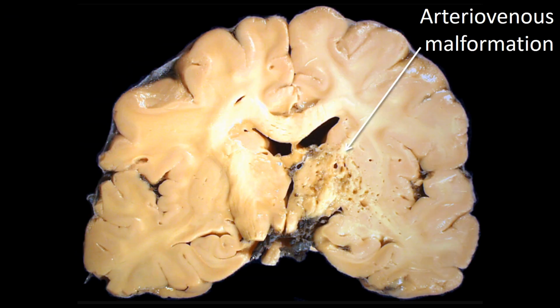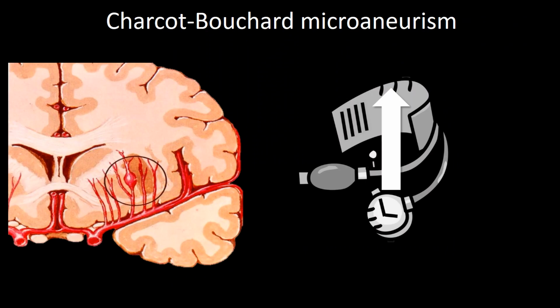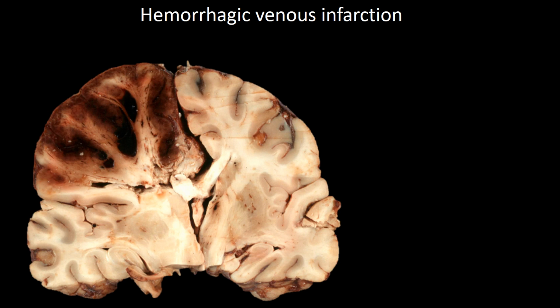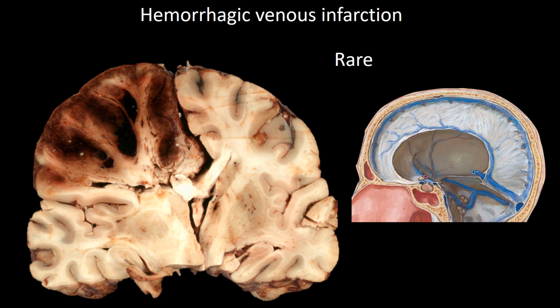Intraparenchymal strokes can be the consequence of arteriovenous malformations, but more often they are the consequence of rupture of Charcot-Bouchard microaneurysms. This type of aneurysm is more common in patients with hypertension. Another cause of intraparenchymal hemorrhage is venous infarction. Venous infarctions are rare. Hemorrhagic venous infarcts are most commonly due to thrombosis of the dural sinuses.